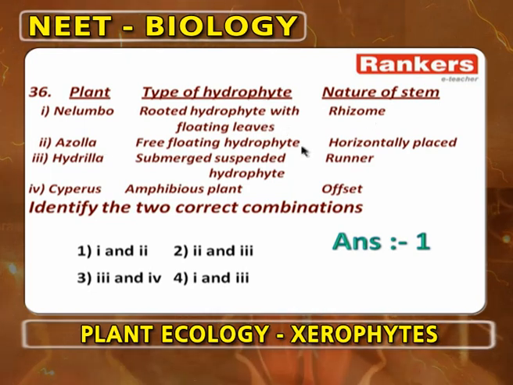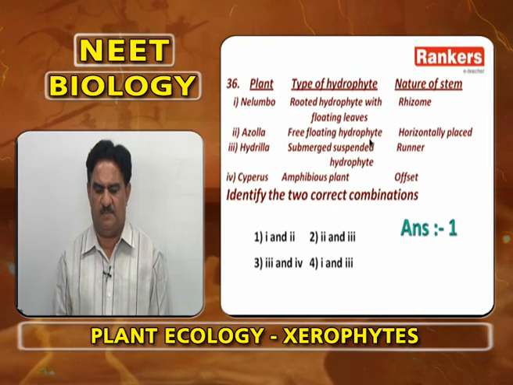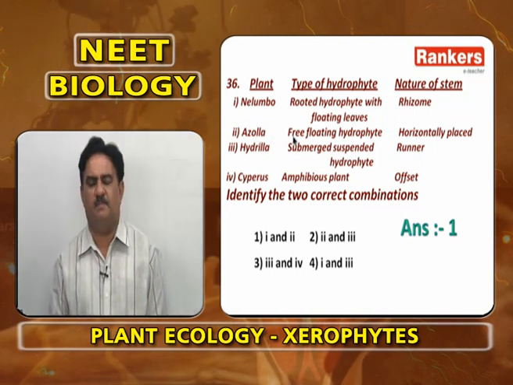Azolla, free floating hydrophyte, horizontally placed. Azolla, free floating hydrophyte horizontally placed is correct. It is a horizontally placed stem. Azolla shows a horizontally placed stem because of the presence of balancing structures, free floating hydrophytes with horizontally placed stem.